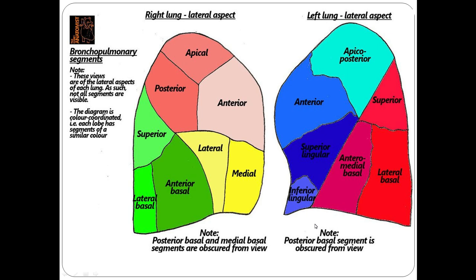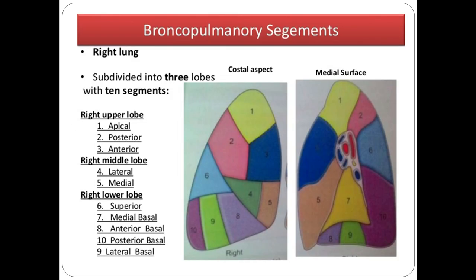Can you make out the arrangement of various segments on the various lobes? Yes? No worries, we can have another slide also. So this is the right lung, the costal aspect and the medial aspect. We can revise once again the various segments. For the right upper lobe, apical, anterior, posterior. For the middle lobe, lateral and medial. For the lower lobe are the superior, medial basal not shown on the costal aspect.